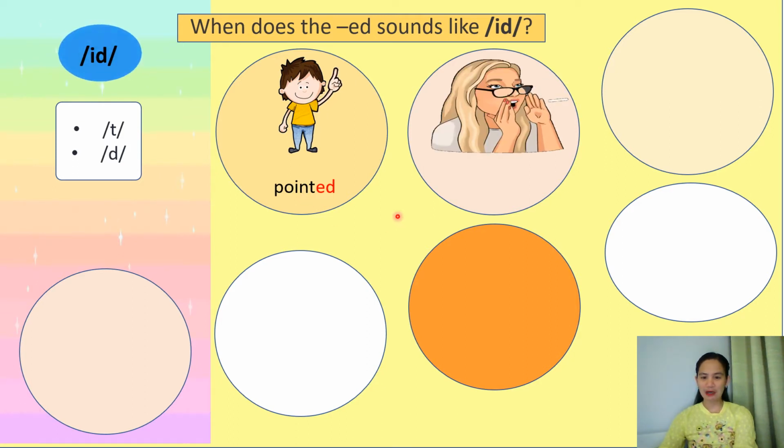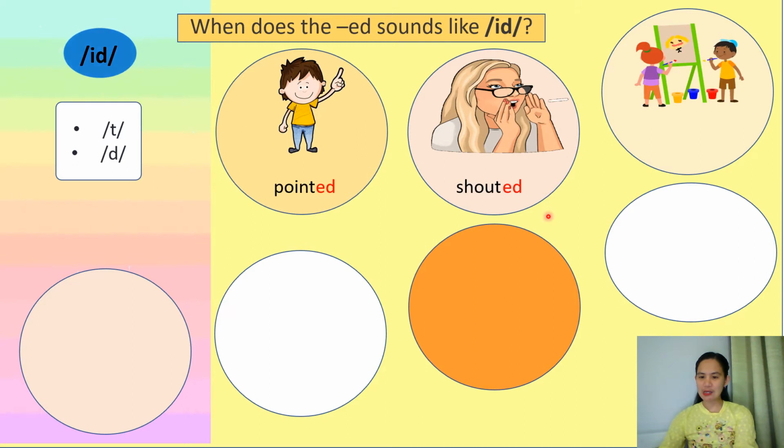Next word, we have the word shout. So the last sound that you can hear is the sound of t. Okay, so this is the sound of t. So let's add a suffix ed at the end to make it into past tense. So the word now reads as shouted. Again, because the last sound of the simple form of the verb is the sound of t, therefore, the ed sounds like id.